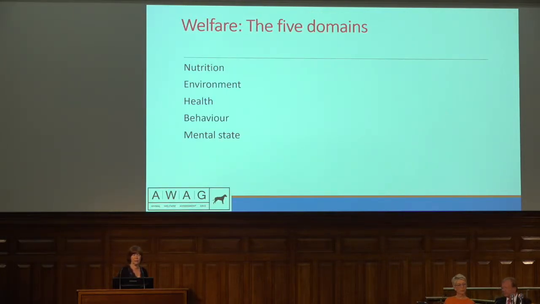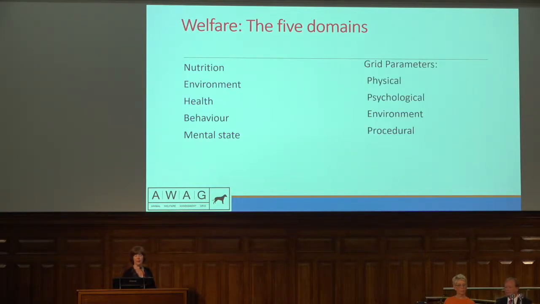So just to reflect for a moment, of course, welfare, you all know, is defined according to the 5 domains, and the grid parameters reflect those 5 domains. So the physical axis looks at nutrition and health, psychological axis, behaviour and mental state, the environment is there, and what you're doing to this animal procedurally will be affected by, for example, nutrition, if you've withheld food and water, the environment, if you've kept it in a particular type of recovery cage, and that might affect behaviour and mental state and so on. So those 4 parameters are reflecting the 5 domains of welfare.